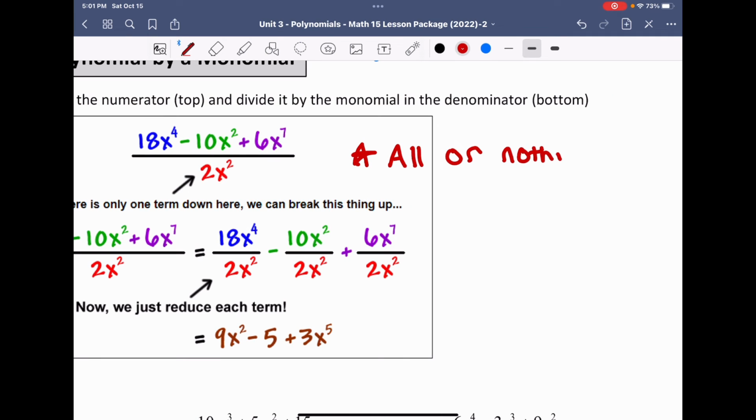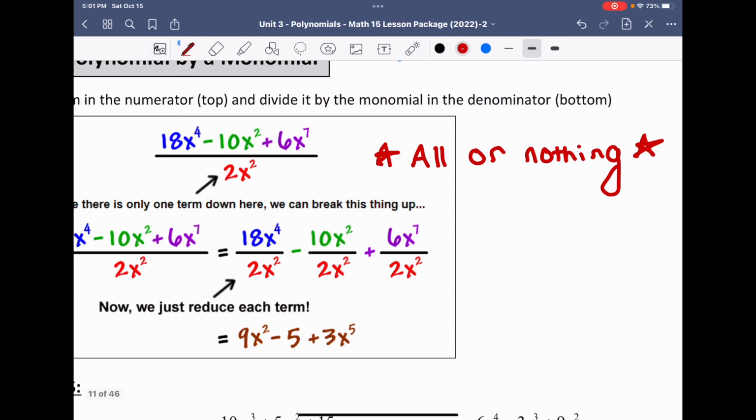Now, the reason I call it the all or nothing is because we have to literally divide everything in the numerator by everything in the denominator. And if that's not possible, we can't do this. So we look at 18. 18 is definitely divisible by 2. 10, is that divisible by 2? Yes. 6 divisible by 2? Yes. If it can be divisible by all 3, if I can put a check mark next to everything in the numerator being divisible, this works.